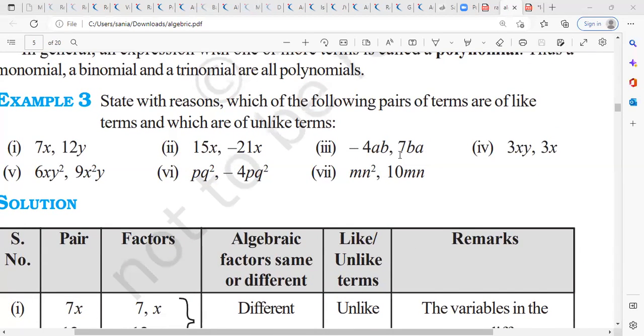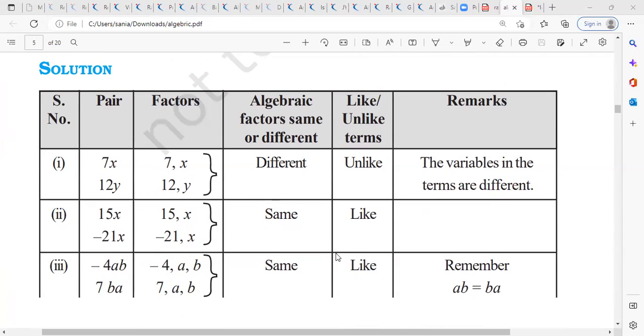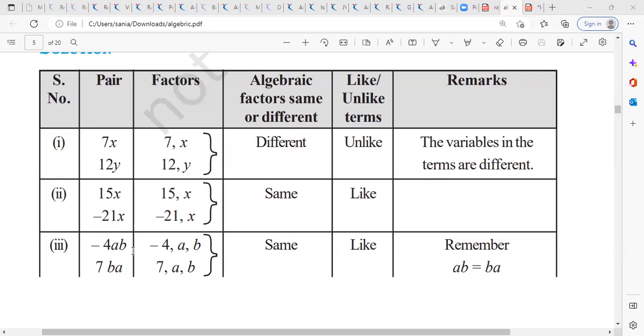Okay. Over here, see. Third one you said unlike, right? Yes, ma'am. But the third one is like. Why? See, A and B are the variables, right? And over here also A and B are the variables. So it doesn't matter whether they are AB or BA. They are the same thing. So they are like terms. Remember one thing, AB is equal to BA. So their position doesn't matter. If they are variables, just see whether they have the same variables or not. For example, over here it's B and C, so of course they are unlike. But if they have the same variables, that's why they are like.